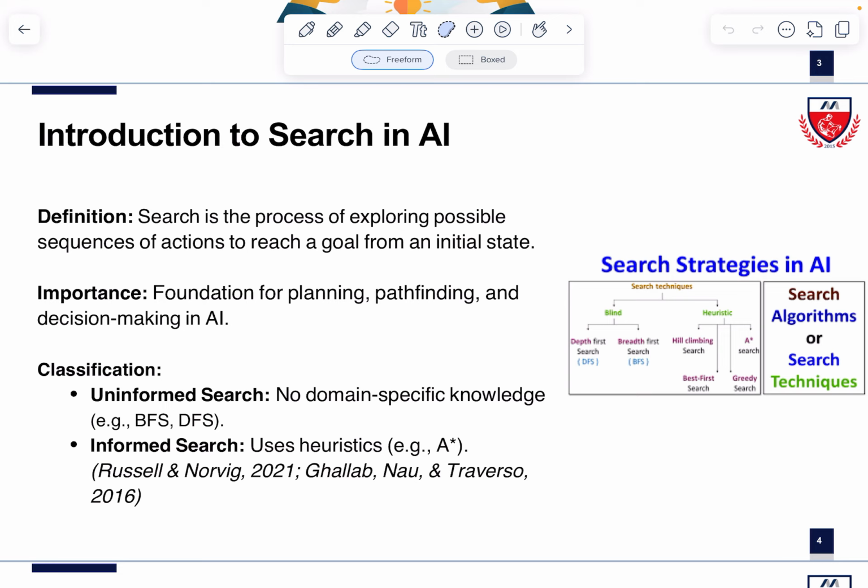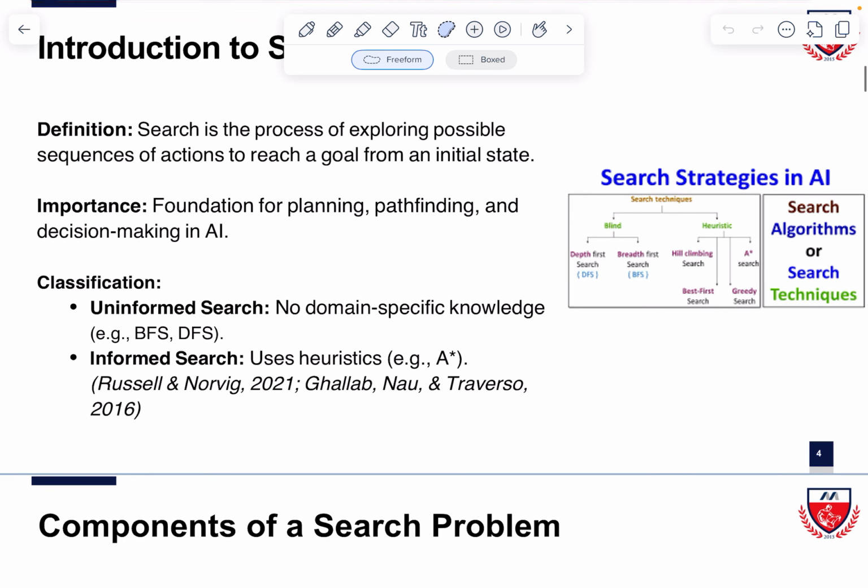So this is the process of exploring possible sequences of actions to reach a goal from an initial state. Its importance in AI is that it's the foundation for planning, pathfinding, and decision making. Again, there are two classifications. We have the uninformed, with no domain-specific knowledge. We have BFS or DFS as examples, and the uniform cost search as well. For informed, we have heuristics like the A-star algorithm.